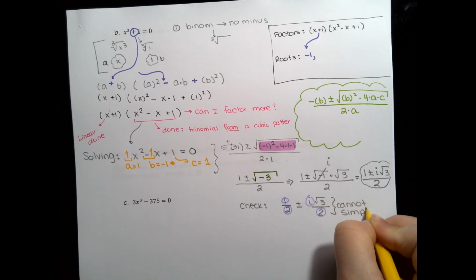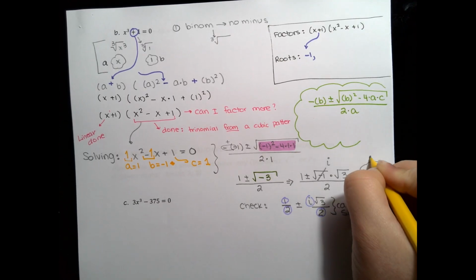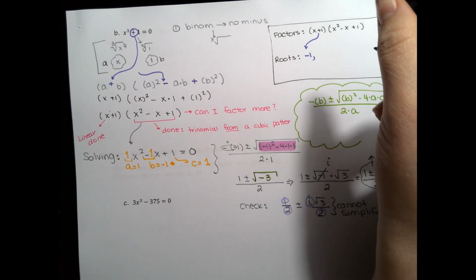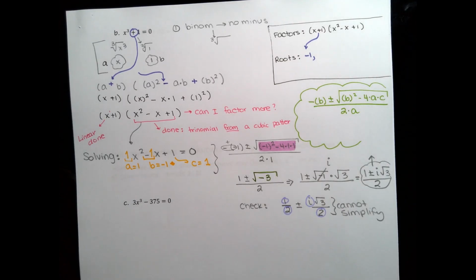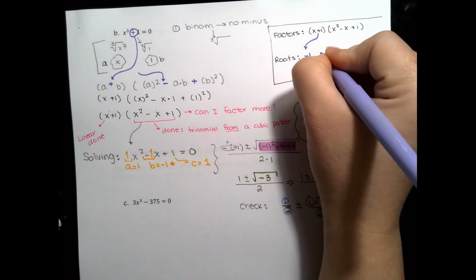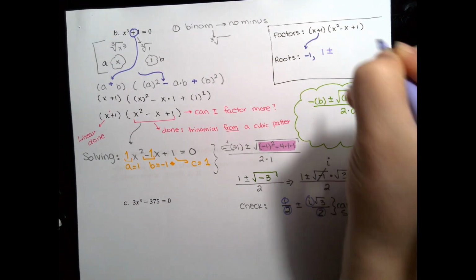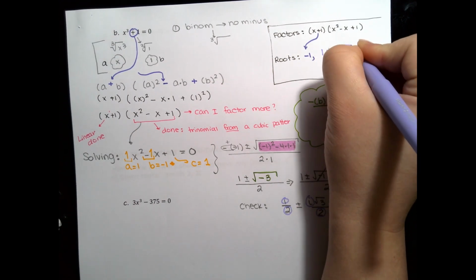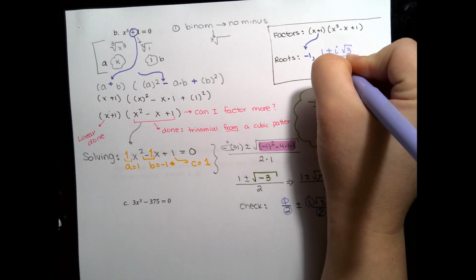So we're going to go back up to our roots. And we have a root of 1 plus minus i square root of 3 all over 2.